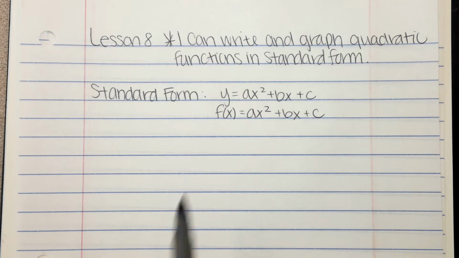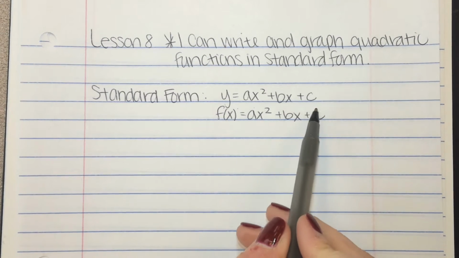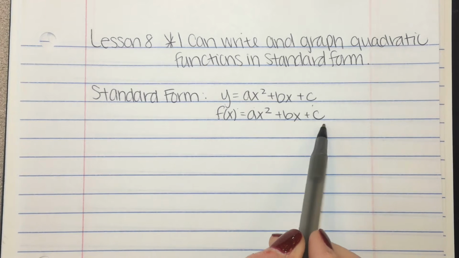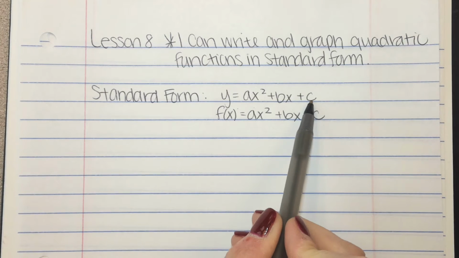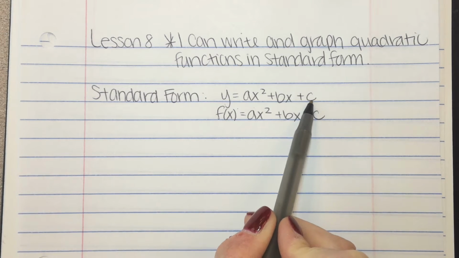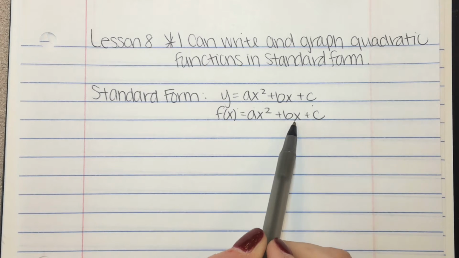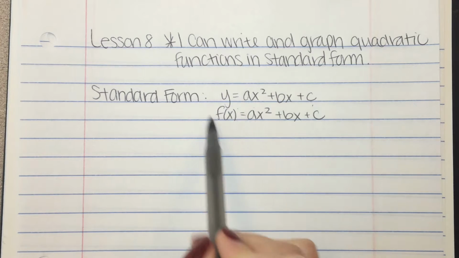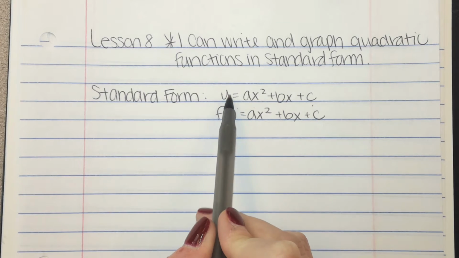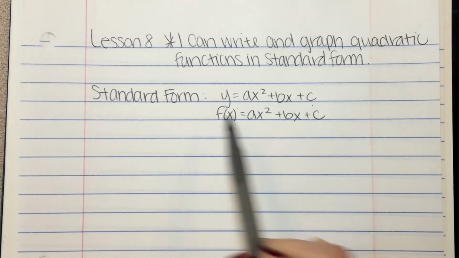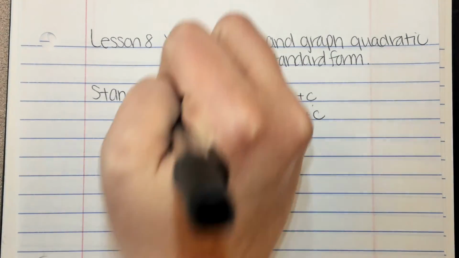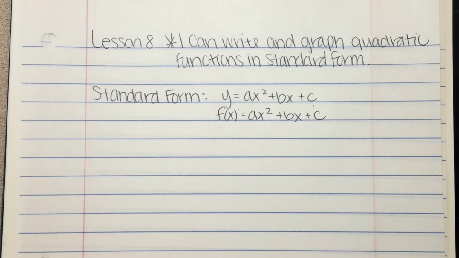Okay, so first you need to know what standard form is. Standard form is y equals ax squared plus bx plus c, or f of x equals ax squared plus bx plus c, where a, b, and c are real numbers not equal to 0, and your variable is x, your input, and then your y, your f of x, are your output. This is an equation. This is function notation. They basically mean the same thing. We had the same thing with vertex form.